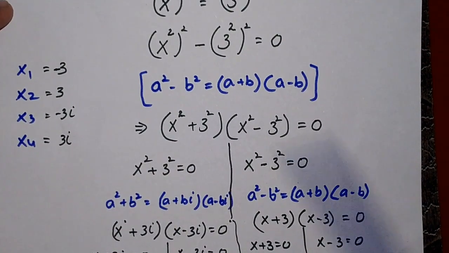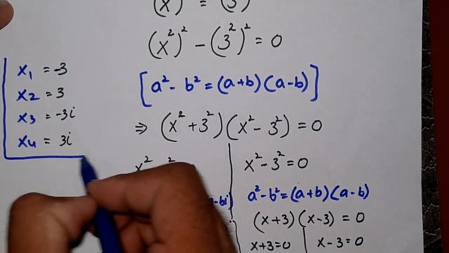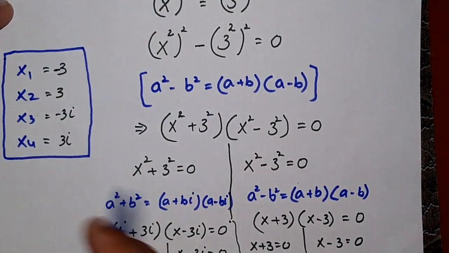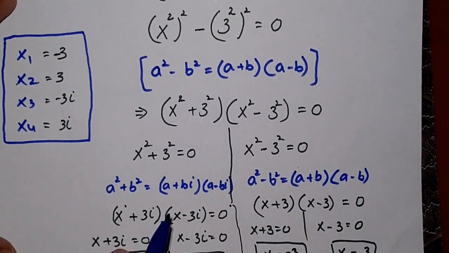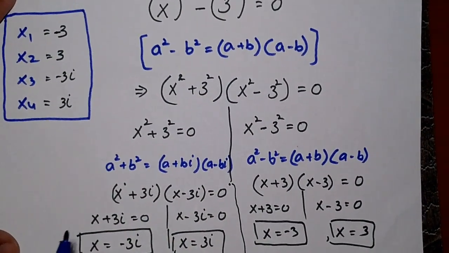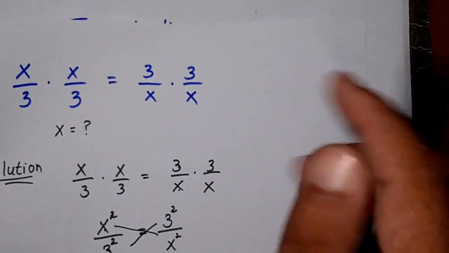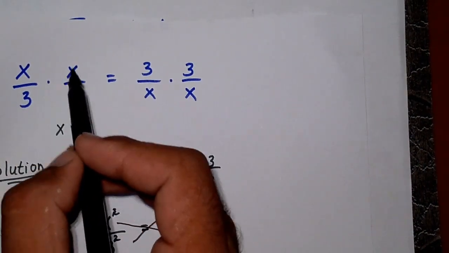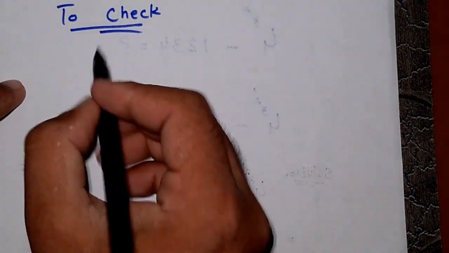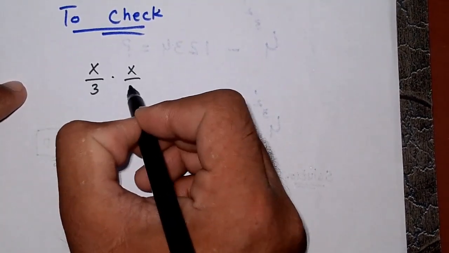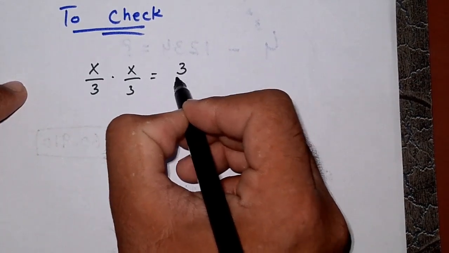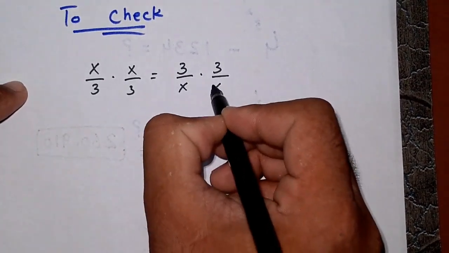So these are the values of x, the two real values and the two complex values. Now after that, we have to check our answer, whether it is correct or not. To check our answer, we know that the equation is x over 3 times x over 3 is equal to 3 over x times 3 over x. So we have to write the equation, that is x over 3 times x over 3, which is equal to 3 over x times 3 over x.